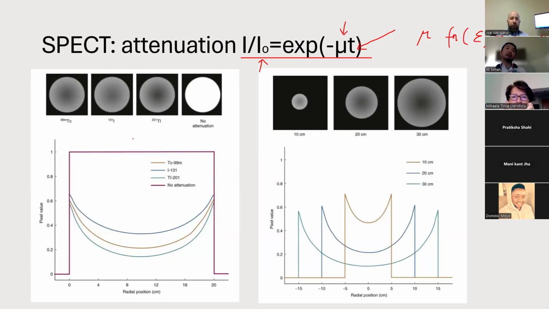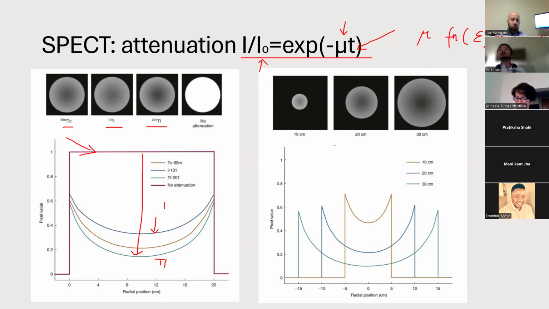For example, in this case, on the left, you see different radionuclides, and they all have different energy: technetium, thallium, and iodine. And as you can see here, no attenuation is given by this curve, right? So it's a rectangular function, and as it gets attenuated, the center drops. This is thallium, the lower one, and the higher one here is iodine. So you can tell from this curve that iodine has a higher energy than thallium, because the lower the energy, the more it gets attenuated.